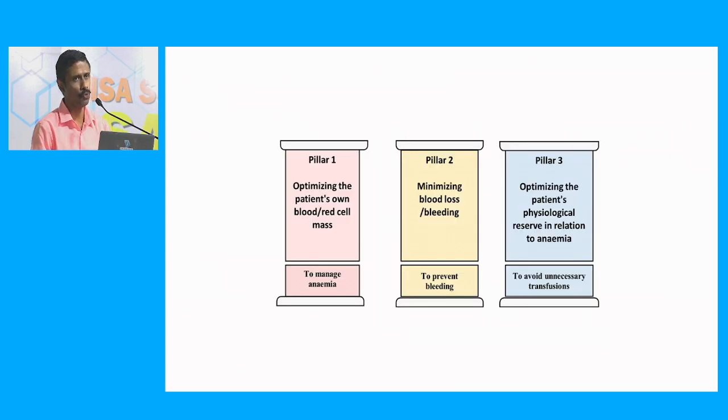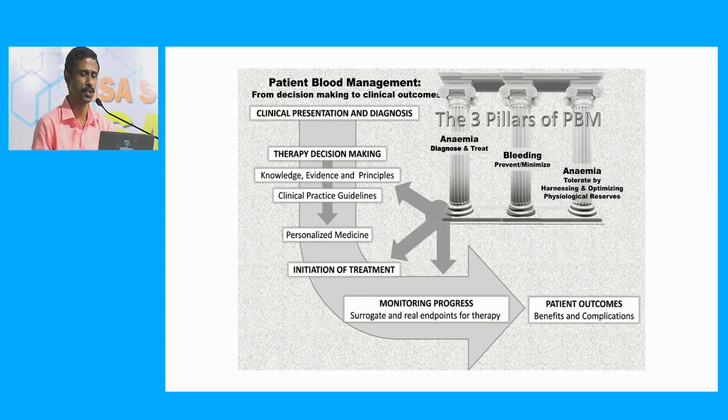So what do we do for pillar one? We try to treat any anemia, any coagulopathy in the preoperative period itself. That's our aim. And what do we do for pillar two? We take all measures to prevent the perioperative bleeding. And what do we do in pillar three? We try to optimize the oxygenation, we try to optimize the hemodynamics of the patient, and we try to be as conservative as possible in our transfusion protocols.